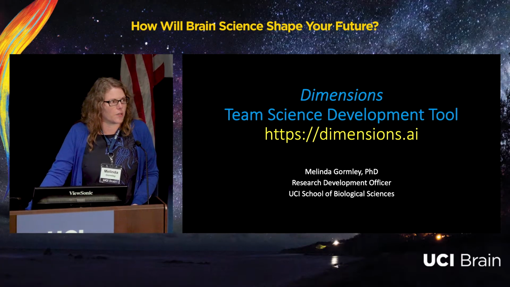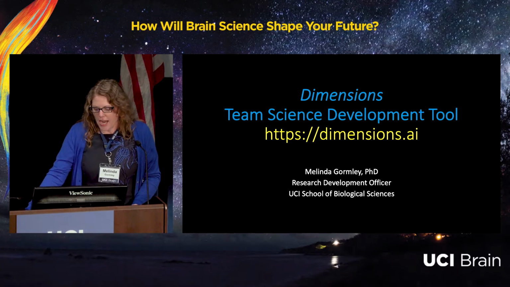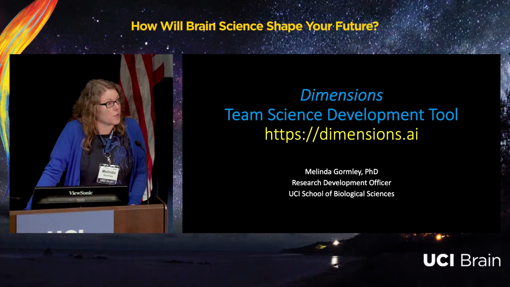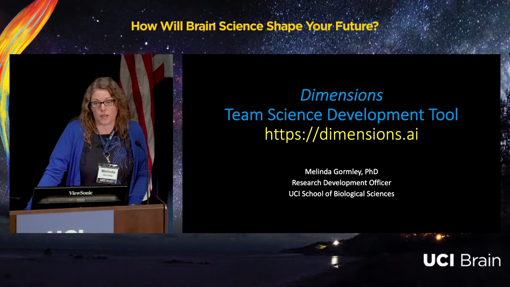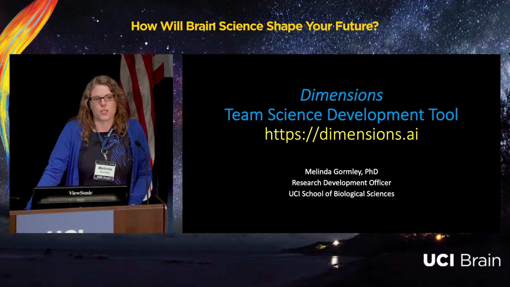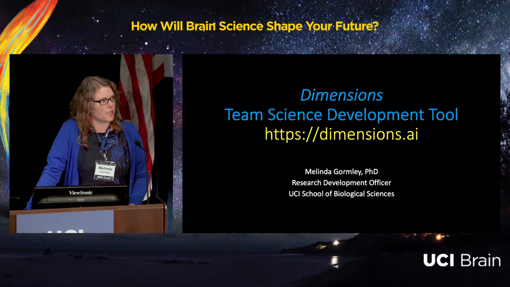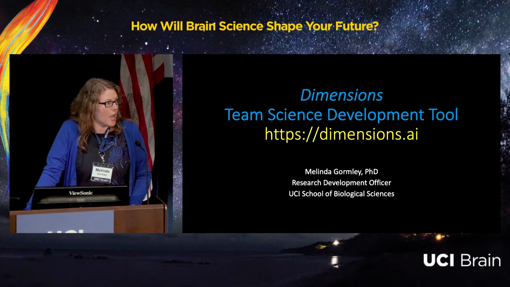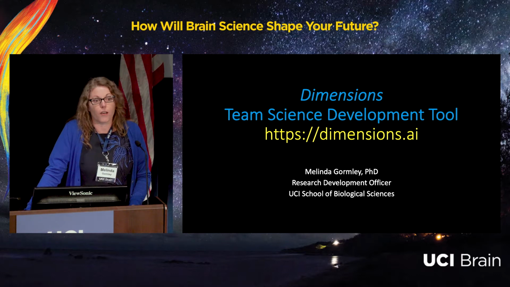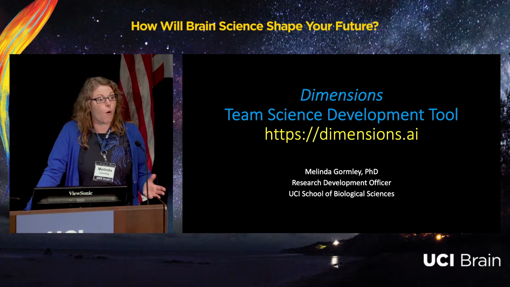One of the main goals for UCI Brain is team science and interdisciplinarity. We've heard a lot about this so far today. And so one of the things that UCI Brain also wants to do is invest in resources that are going to allow you to do team science. And Dimensions is a platform that really helps you to formulate teams, find collaborators, as well as find funding that you might not otherwise know about that can fund your projects.